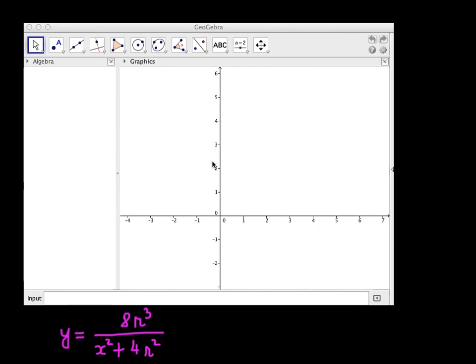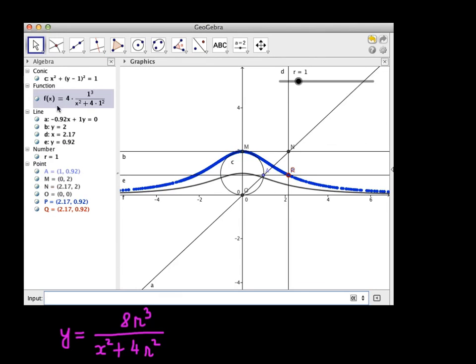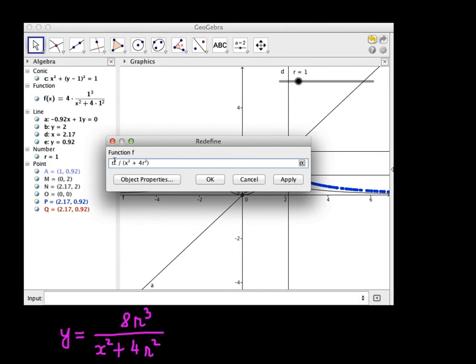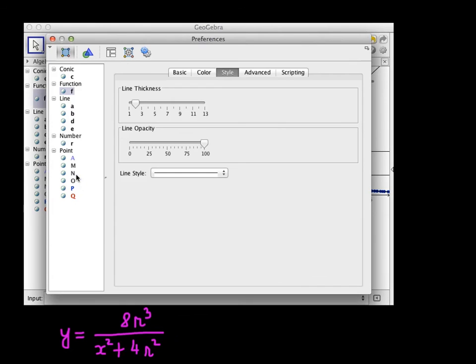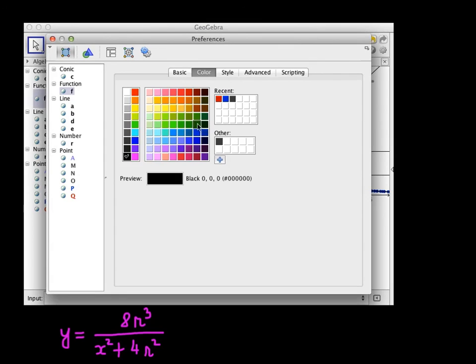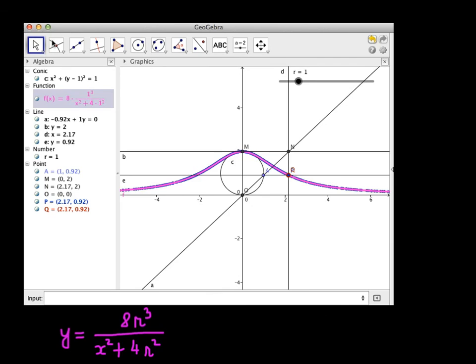So let's see. If I plot it in GeoGebra, oh, I see that it doesn't match. Yeah, I mistyped. It's 8r cubed, not 4. And now I'd like to change the color and the style of the function so that I see that it comes on the top of the path of point P. So let's see. The two graphs fit perfectly. So my equation is correct.